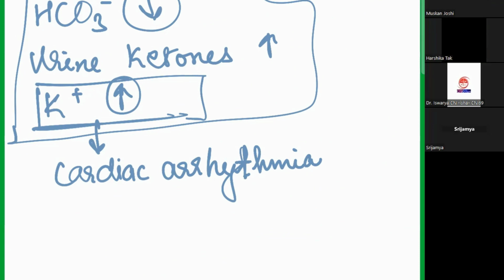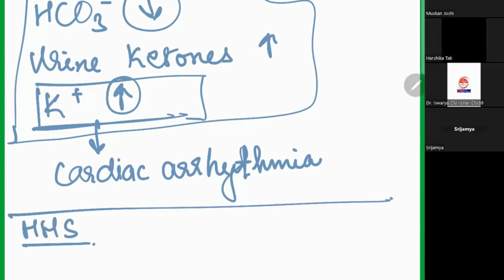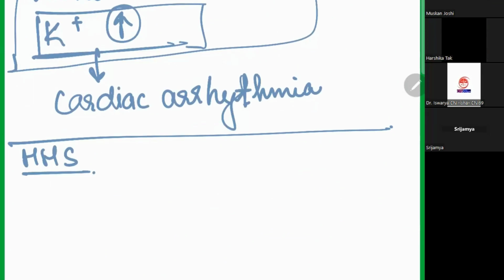Anyone? Okay. So HHS, what is happening here? For example, the patient has forgotten to take the insulin injection. They have taken their food, and since there is no insulin, there will be hyperglycemia, right? So if there is hyperglycemia, the body will try to regulate that and it will do diuresis. So when diuresis happens, there will obviously be dehydration, and that will lead to hyperosmolar hyperglycemic state.